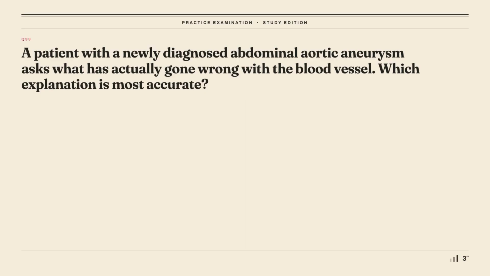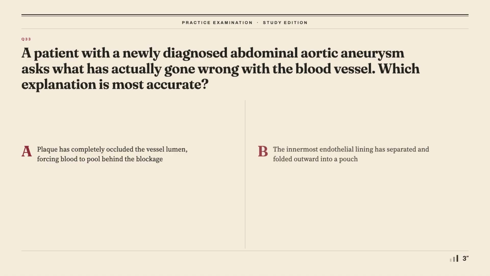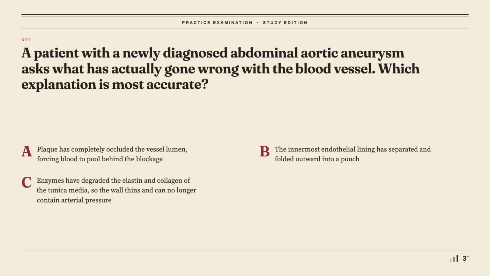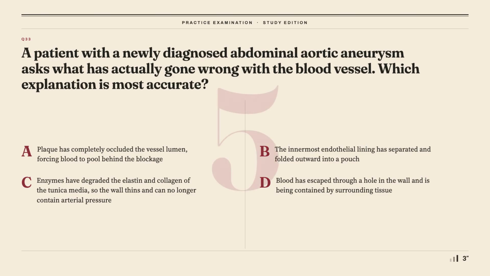Your options are: A. Plaque has completely occluded the vessel lumen, forcing blood to pool behind the blockage. B. The innermost endothelial lining has separated and folded outward into a pouch. C. Enzymes have degraded the elastin and collagen of the tunica media, so the wall thins and can no longer contain arterial pressure. D. Blood has escaped through a hole in the wall and is being contained by surrounding tissue. Which one is it? Pause the video if you need more time.